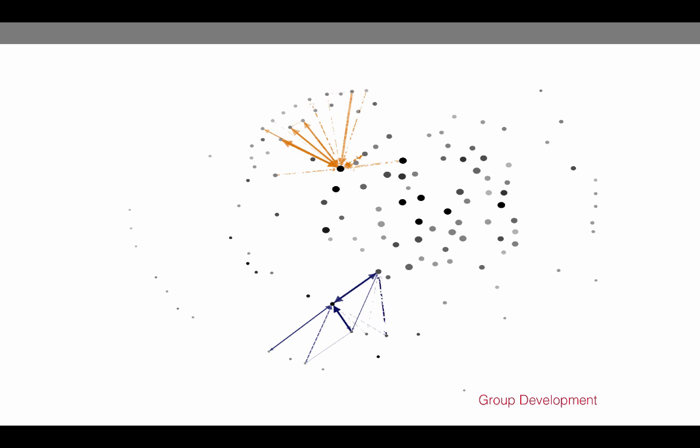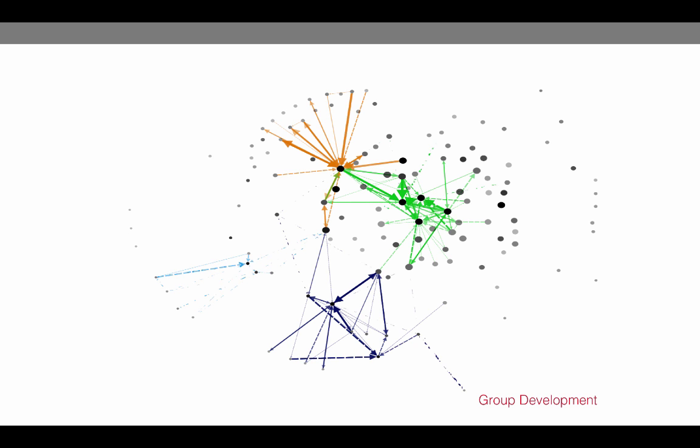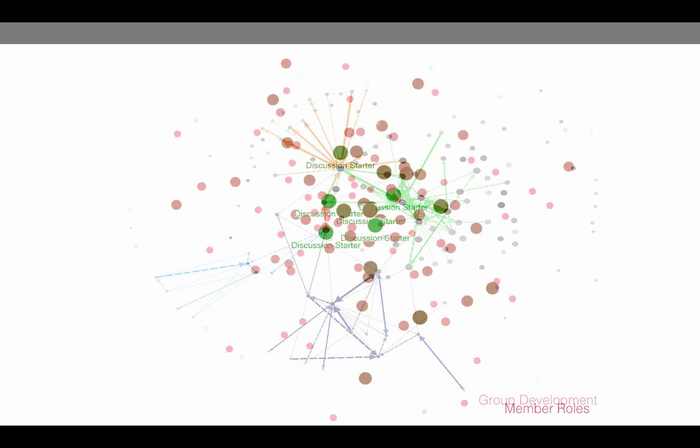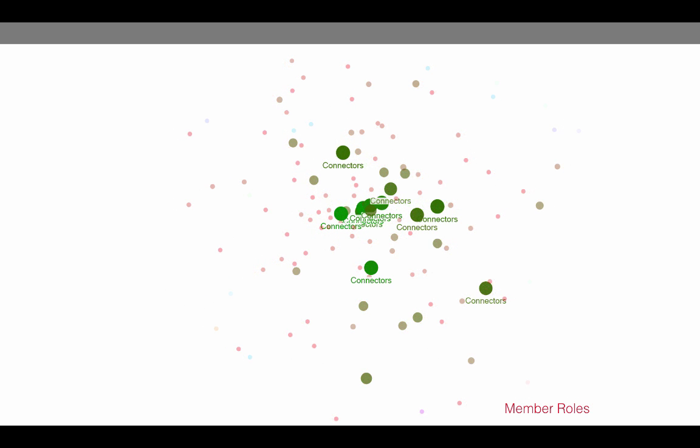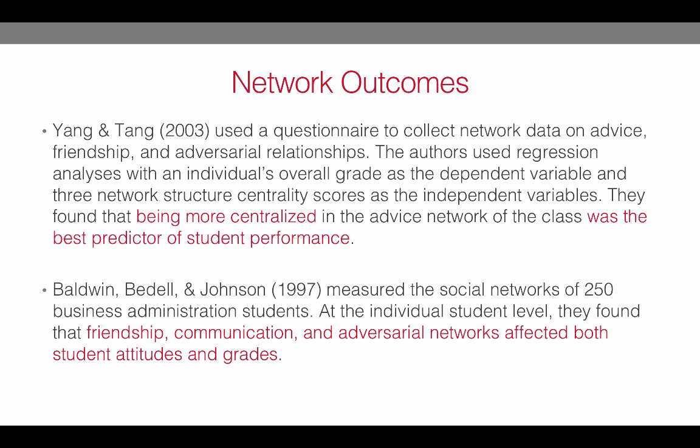So for example, we looked at group development over time. We also looked at members' roles in these groups, for example, discussion starters, and people who were simply connectors and connected with a lot of people. And then finally, one last thing is network outcomes. And this is sadly something I haven't done as much work in, but this is where we look at individuals' position within these networks, and we look at how that position actually influences or impacts their learning outcomes, or whatever the educational outcome happens to be.